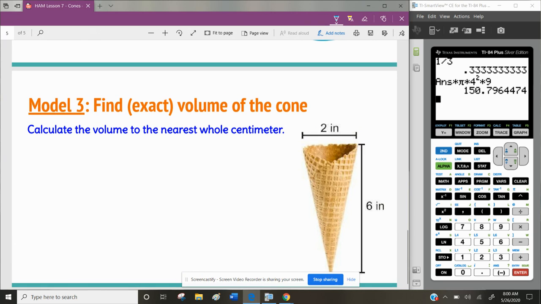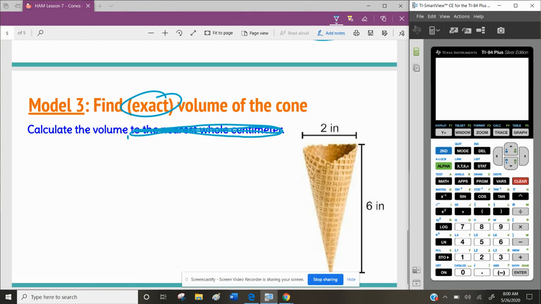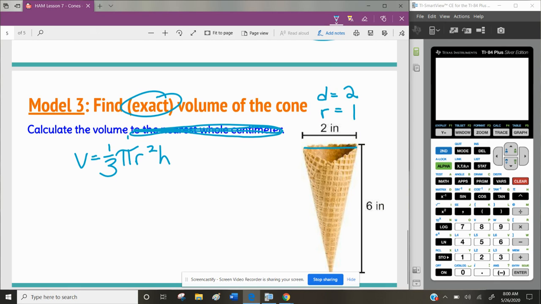For our last example here, we're going to find the exact volume, which means our answer should have a pi in it. And I don't know why this says this, because we're going to say exact. So let's just get rid of that there. Find the exact volume of the cone. Okay, so let's look at our cone here. I have a dimension that goes from one edge of this cone to the other, meaning this is a diameter of 2. I need a radius for my formula, which is V equals 1/3 pi r squared times h. So our radius is 1, and our perpendicular height, h, is 6.